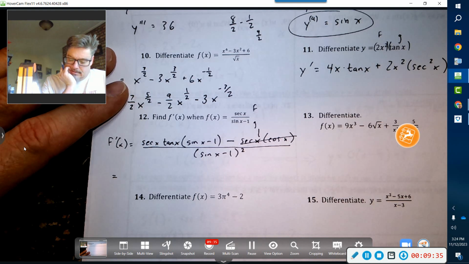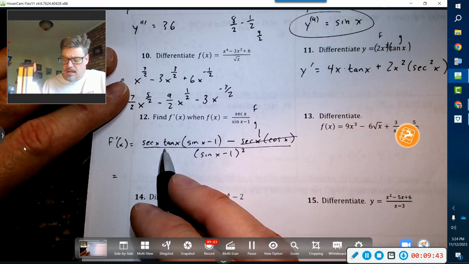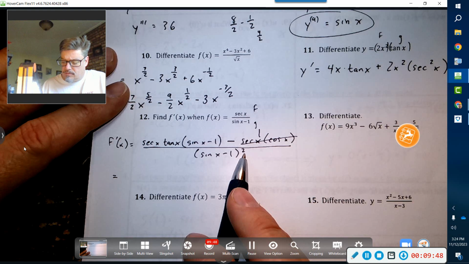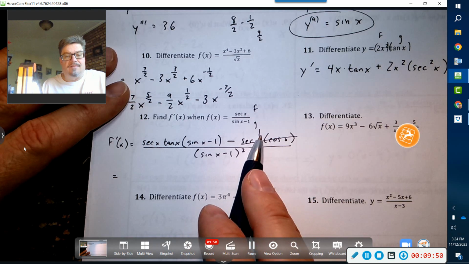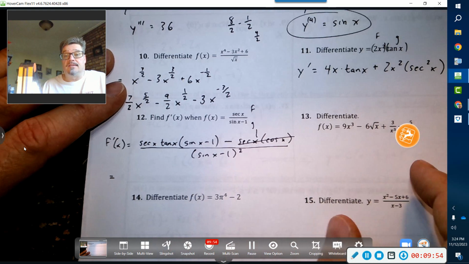Looking at the answer, oh yeah, there's nothing you can do. It's not pretty at all. This is actually your final answer. This is the only thing you can reduce. These guys are perfectly fine there. You can't even take one of those out because he does not have a sine x minus 1. So this guy's done. So that's nice.